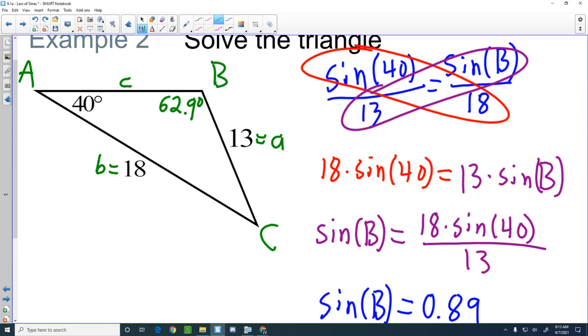All right, so now what's left is side C and angle C. Which one of those is very easy to solve for right now? Why is angle C easy to solve for? Because we have the other two, right? We know A and B, and we know that all three have to add up to 180. So right off the bat, I can solve for this angle C just by subtracting those other two from 180. So that's 77.1. And now we'll use law of sines one more time to solve for side length C.